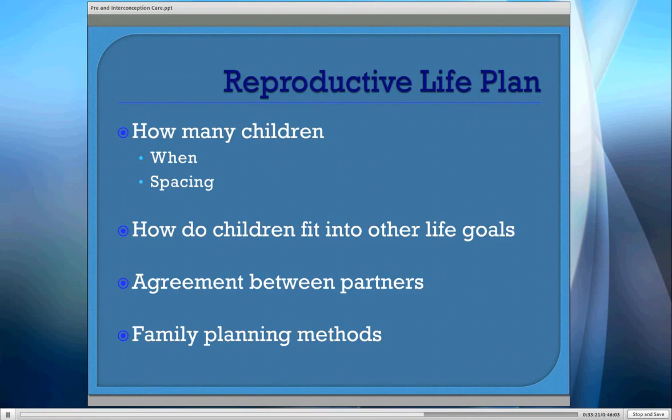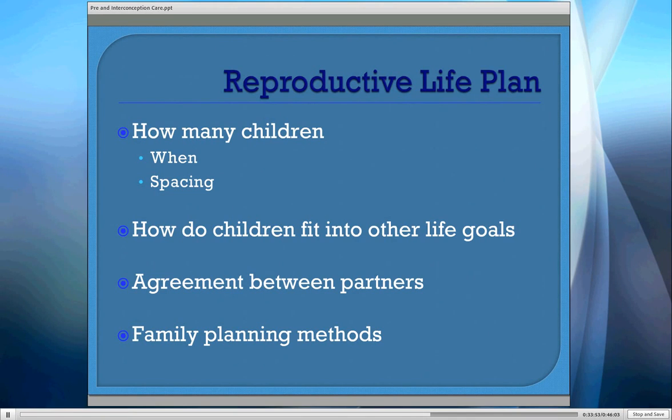Lastly, patients can be assisted to develop a reproductive life plan. This can facilitate active preparation for parenthood by helping patients to think about the number of children that they want. When they want those children, in their 20s, in their 30s, after college, before grad school, how far apart do they plan to have their children? Every 2 years, every 5 years? And then how do children fit into their other life goals?